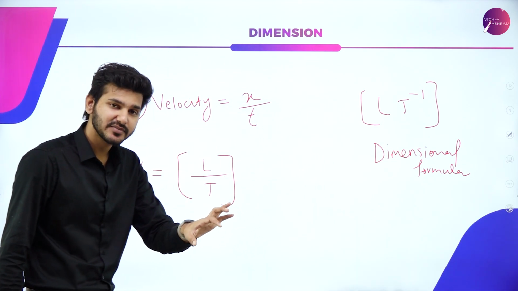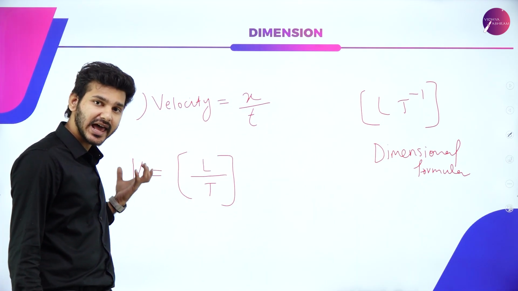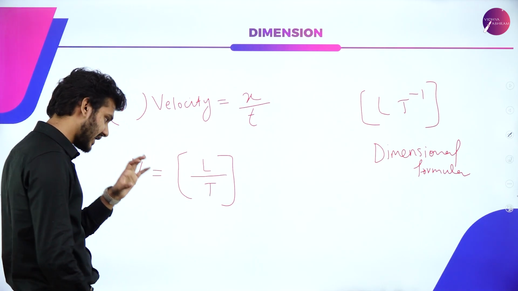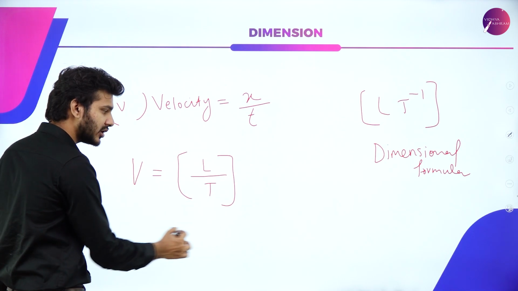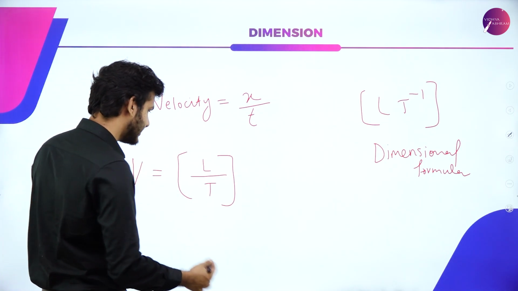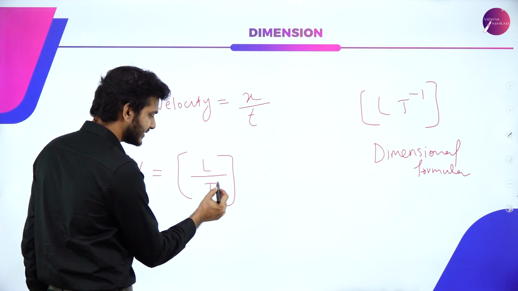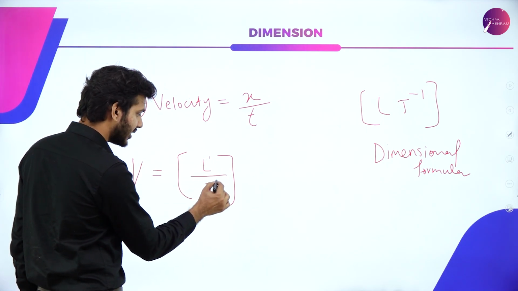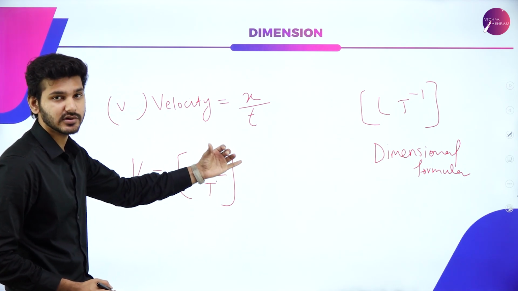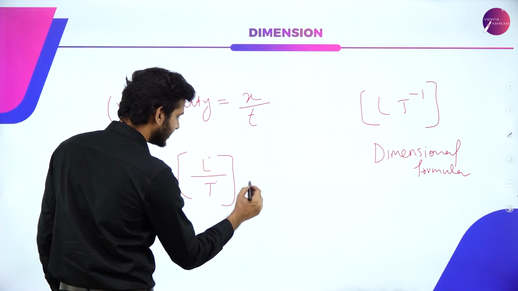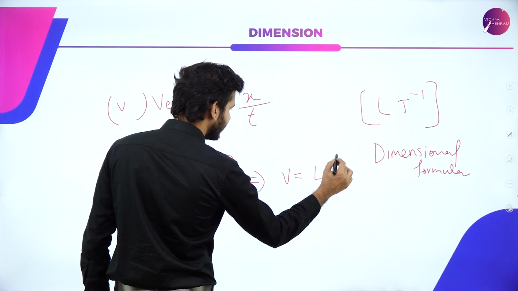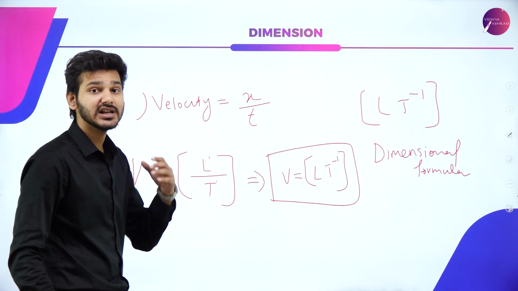But if I am relating a physical quantity like this using an equal to sign, then I can say that this particular quantity is known as a dimensional equation. When this is in the denominator, we have 1 and 1 only. When I take it to the numerator, it automatically becomes 1 inverse. So that is why I can write it as V is equal to L T inverse. This is the dimensional equation.